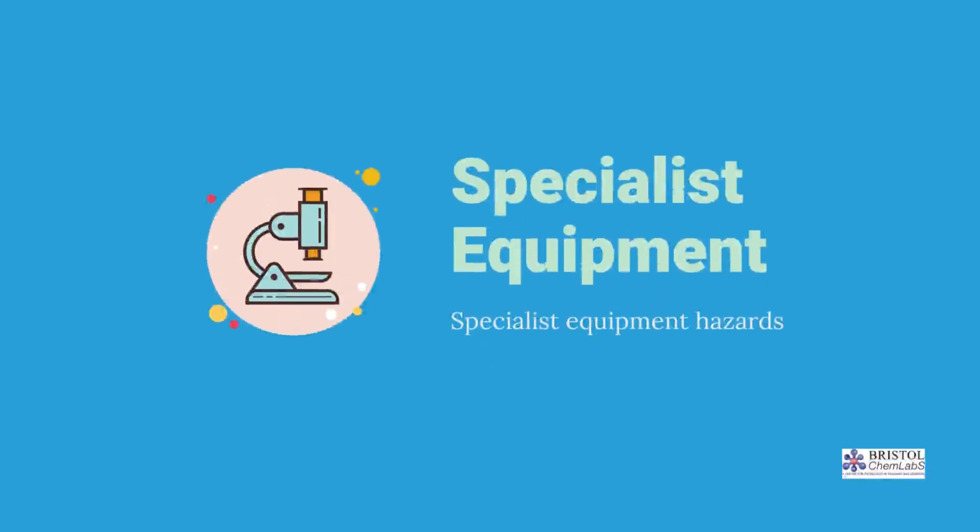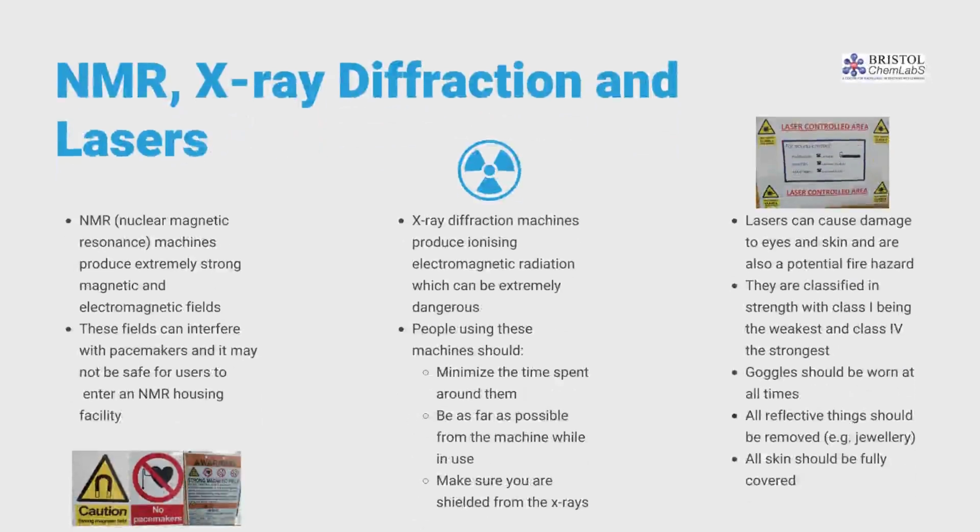Finally, a quick look at hazards associated with specialist equipment. NMR machines produce extremely strong magnetic and electromagnetic fields. These fields can interfere with pacemakers, and it may not be safe for users to enter an NMR housing facility.